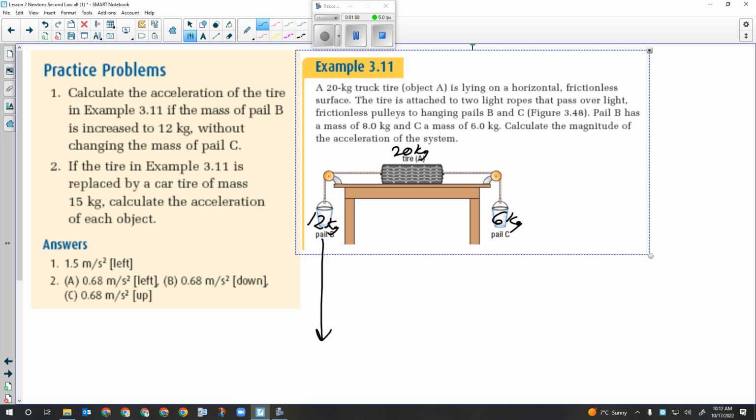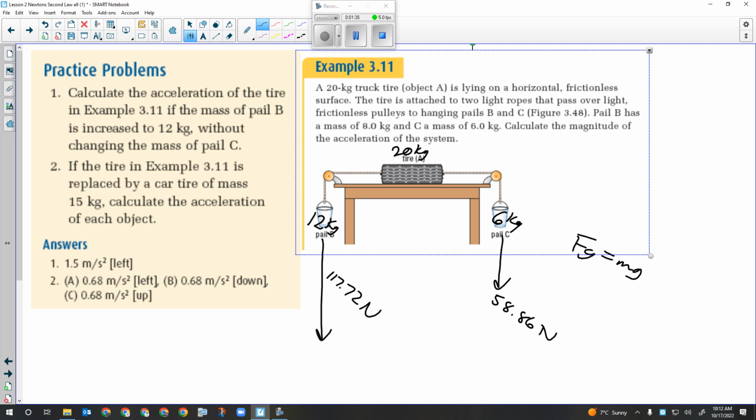Okay, so this one's going to be 117.72 newtons. And this one will be 58.86 newtons. All right, and we just did that. We found each of those by doing this, Fg equals m times g. All right, so we've got those forces of gravity. What do I do next?